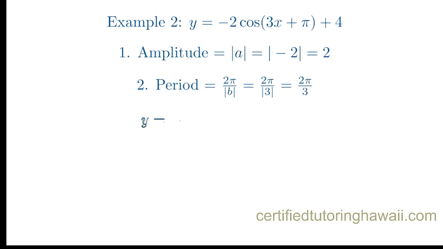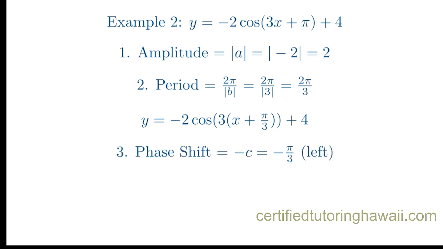The equation becomes y equals minus 2 cosine of 3 times the quantity x plus pi over 3, all plus 4. Now we can find the phase shift, which is negative c, so it's negative pi over 3, representing a shift of pi over 3 units to the left. The phase shift is negative pi over 3. Finally, the vertical shift is d, which is 4. The graph is shifted up 4 units, and the midline is y equals 4. The vertical shift is 4, and the midline is y equals 4.